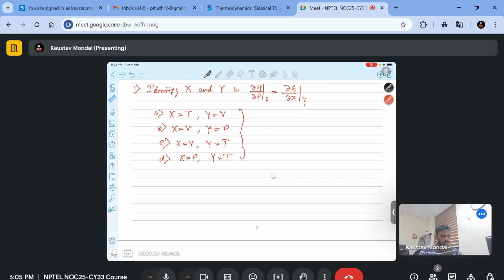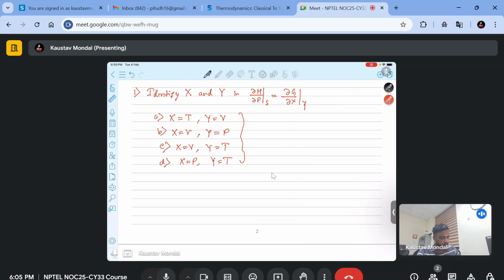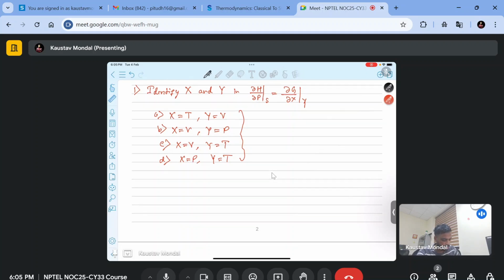Before doing that, let me just explain briefly. Here H is basically the enthalpy, and G is basically the Gibbs free energy. So this is the definition of H and G.